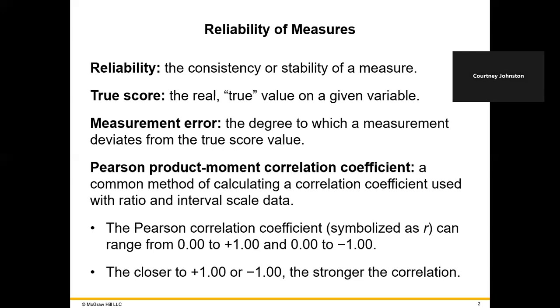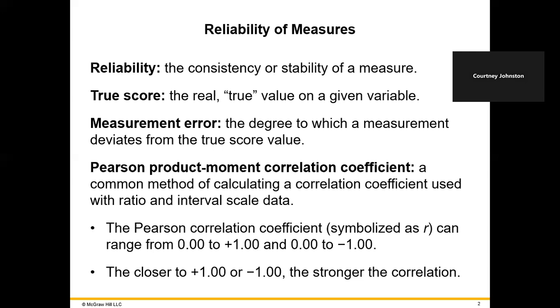All right, so we also have the true score. This is the real or true value of a given variable. We also have measurement error. This is the degree to which a measurement deviates from its true score. And then we have the Pearson product moment correlation coefficient. Okay, so we're talking about basically the Pearson correlation coefficient.